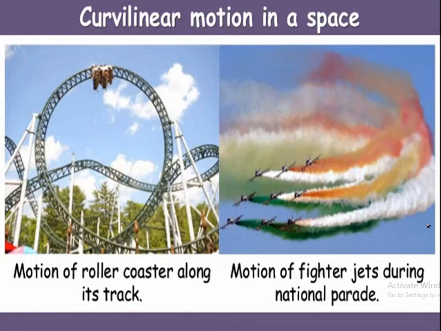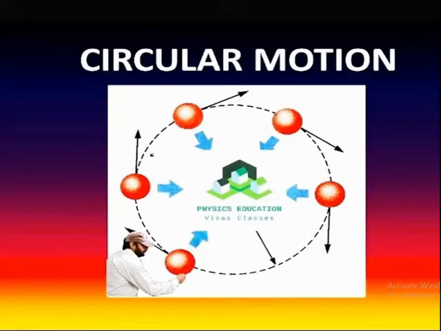Any curved path. You can see this firefighter, that fighter jets. What are they doing? They are just moving in a curved path. This roller coaster also, you can see, is moving in a curved path. That is, an object moving along a straight line may take a curve. This is known as curvilinear motion. These are the examples. I hope all of you have understood what is curvilinear motion.